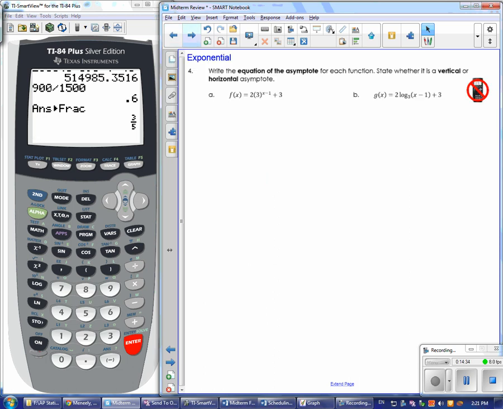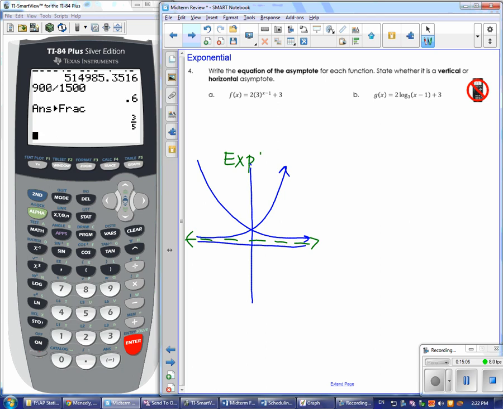The next couple of questions deal with strictly exponential, and I think this one actually talks about a log too, but it's talking about the graphs of the two functions and equations of the asymptotes. This is a non-calculator question, so you are expected to understand the nature of the graphs. Remember, with an exponential function, let me just sketch a picture, we either have exponential growth or exponential decay, which looks like this. All exponential functions are going to have a horizontal asymptote. So if it's exponential, you will have a horizontal asymptote.